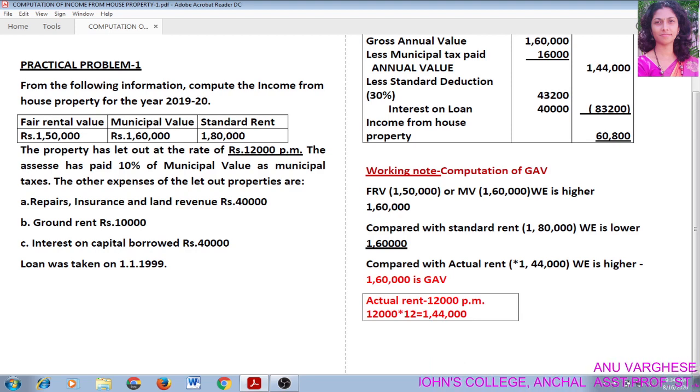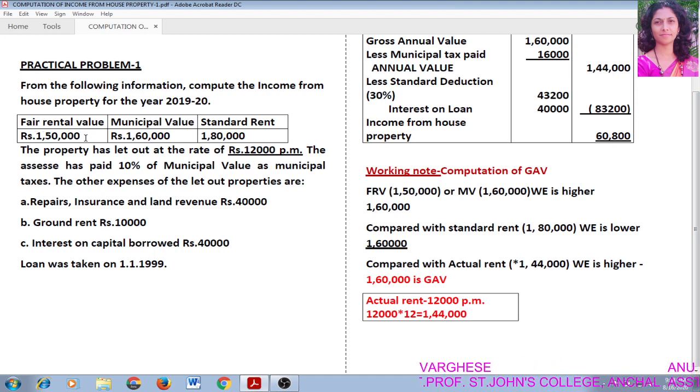My dear students, today we are going to do practical problems from the module Income from House Property. Okay, so first of all, let us read the question. From the following information, compute income from house property for the year 2019-20.